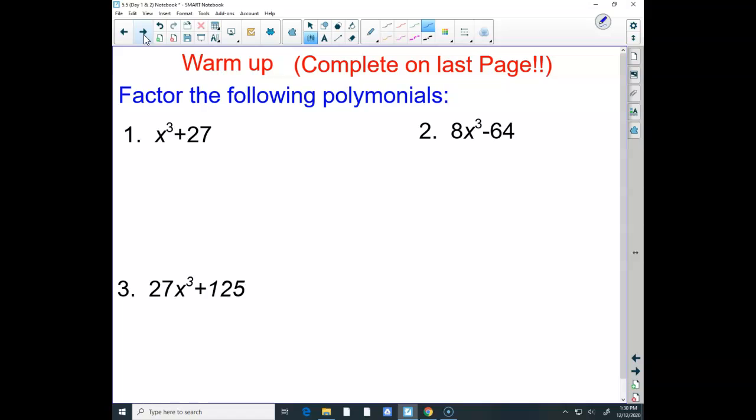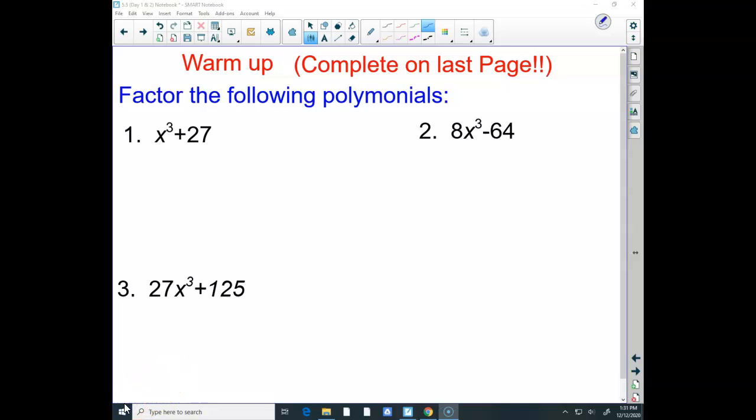So there's a warm-up here. You're going to want to go all the way to the last page of your notes. There's a little section that's opened up. It says do warm-up here. And I would like you to factor these three polynomials, and we will be back with the answers.